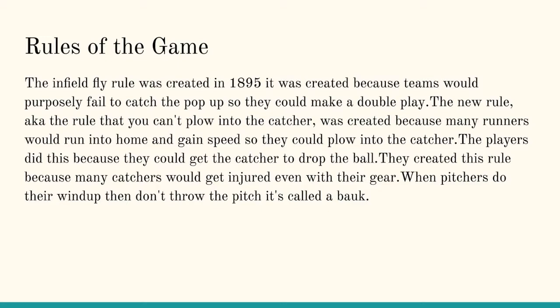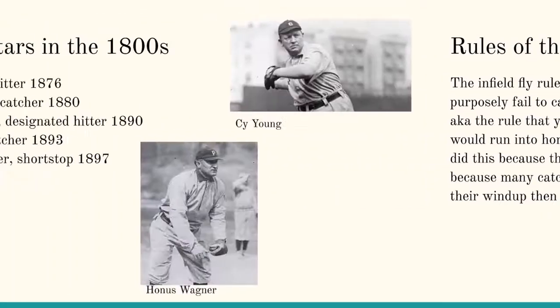The new rule, aka the rule that you can't plow into the catcher, was created because many runners would run into home and gain speed so they could plow into the catcher. These players did this because they could get the catcher to drop the ball. They created this rule because many catchers would get injured even with their gear. When pitchers do their windup and don't throw the pitch, it's called a balk.